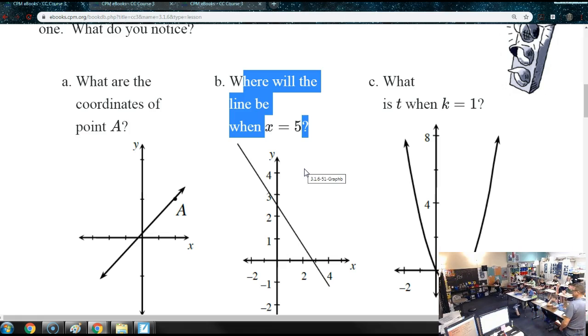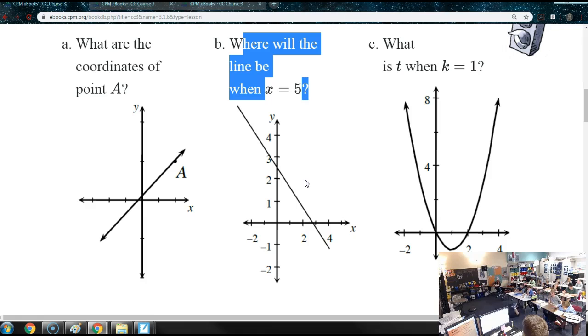I want you to talk with your partner. How can we solve this? Where will the line be? What it's really asking is, what will the y value be when x is 5?